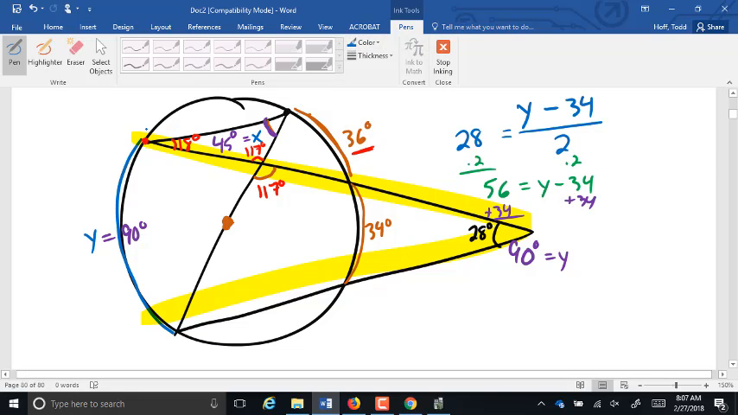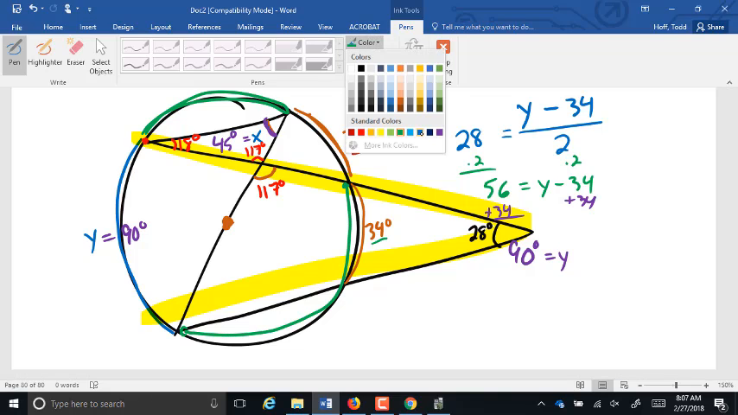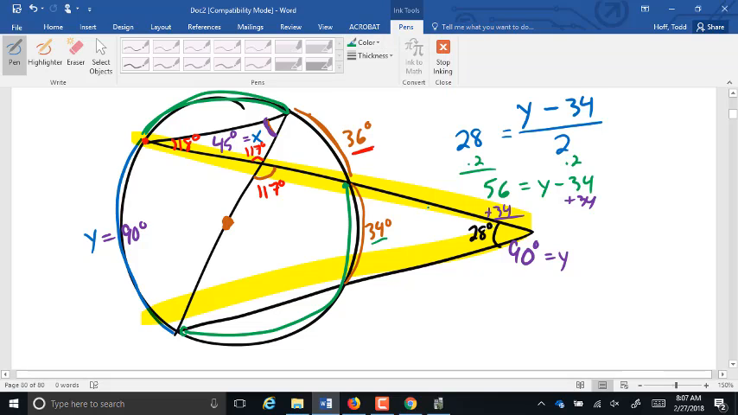Now, can I use that information to find this arc? Sure can. I know that's 117, that's 117. I know this is 34. What I really need is this whole arc here. To do that, here, let me do this. I'm going to erase my highlighting there.